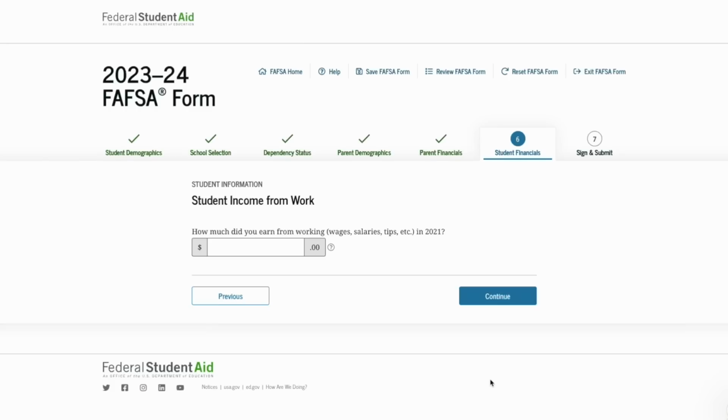It's going to ask you in the first screen how much you've earned from working. That could be from an employer through wages and salaries, or maybe you've worked on the side as a babysitter, etc. You want to put your total earnings for 2021 here.